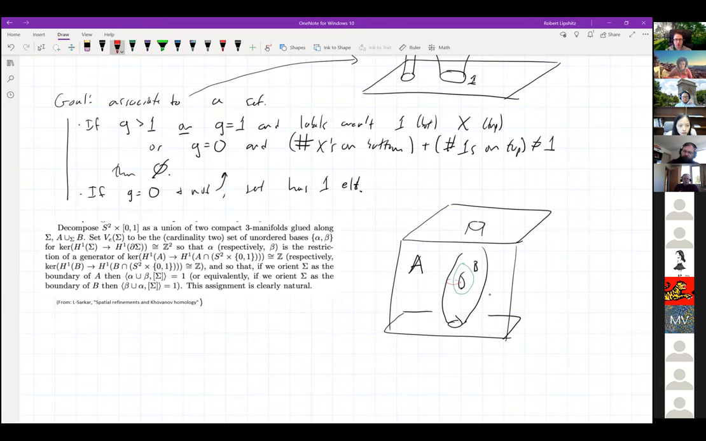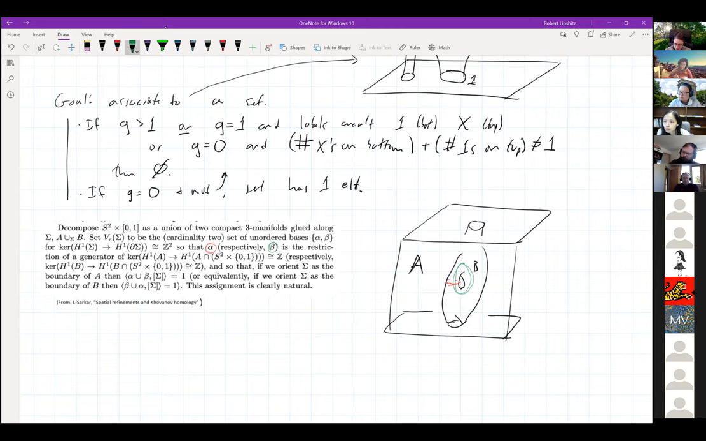So alpha is a restriction of the, sorry, the Poincaré duals, those generate the kernel, fine. Alpha is a restriction of a generator of the kernel of H1 of A to H1 of A intersect the boundary. That's this red circle. So the red circle is alpha, because that's the one that comes from H1 of the outside, the A part. And the green circle is the corresponding beta, coming from the homology of B. And if we orient sigma as the boundary of A, then their intersection number is 1.